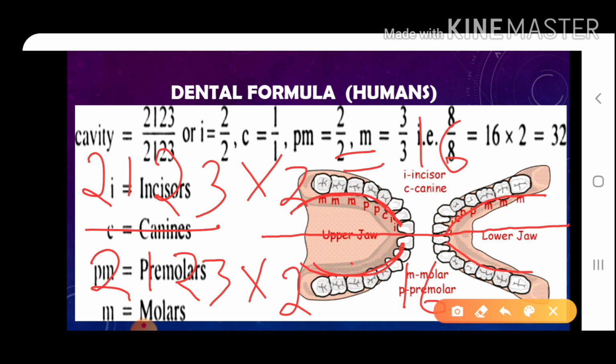So we see that there are 16 teeth present on the upper jaw and 16 teeth present on the lower jaw. If you add both of these, you get 32. This is the total number of teeth present in an adult human being. So in adults, we have 32 teeth. Therefore, this is how we got 32. I hope you will remember this. So this is how we represent the dental formula.